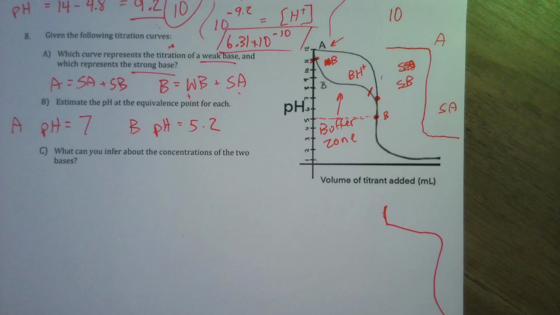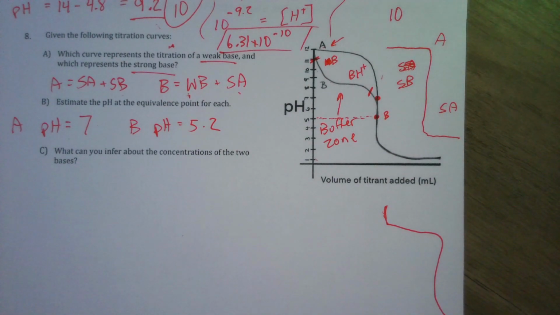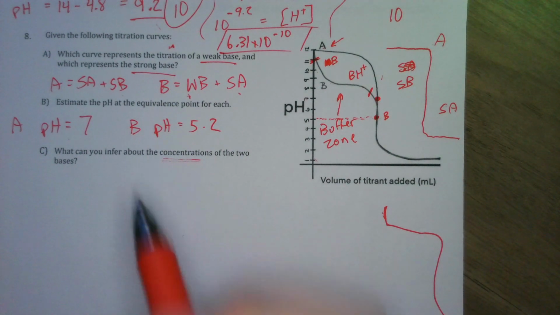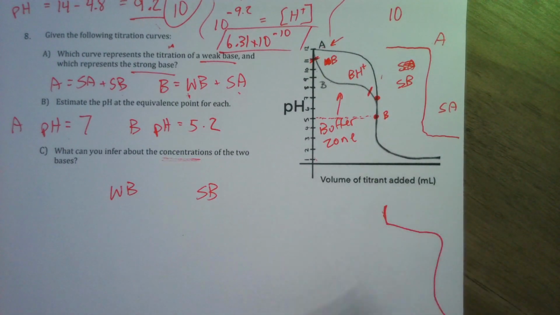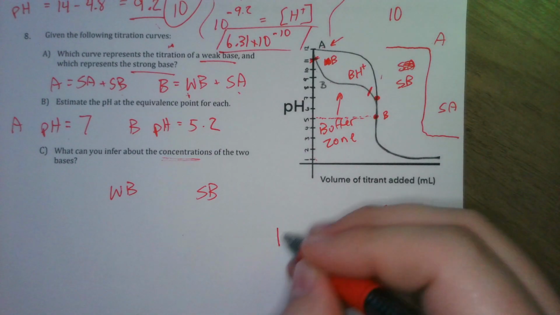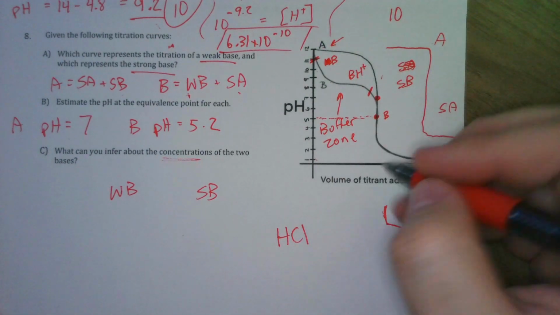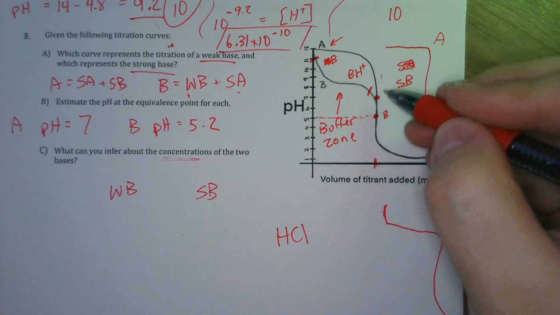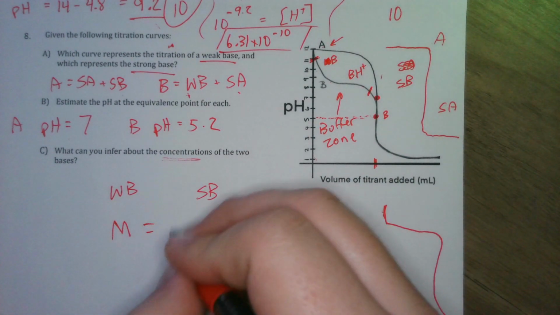All right. And last, what can you infer about the concentrations of the two bases? Okay, so the concentrations of my weak base and my strong base, right? Do I have the same amount of each of them? All you have to look at for this, we're using the same acid. Let's just pretend it's HCl. We're adding the same acid to them. And look, you need the exact same amount of acid to completely neutralize them, right? So that means their molarity is the same.